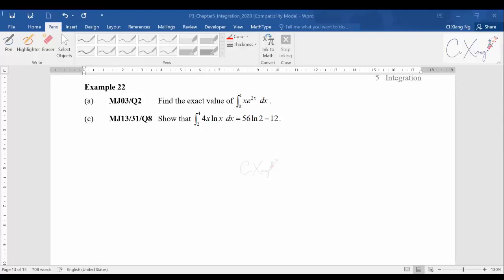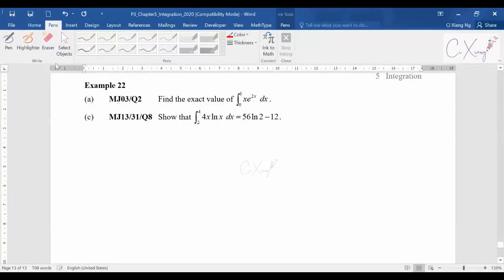For this example, maybe I will show you how I substitute the limits when I already get part of my answer. It will be slightly different from what I showed you in the previous video, but generally the concept is the same. Let's have a look at example 22 part A. If you already went through the previous video and you are quite familiar with the details and steps, of course you can pause the video first, try it out and see whether you can get an answer before you go through this video again. Okay, I will start with part A straight away.